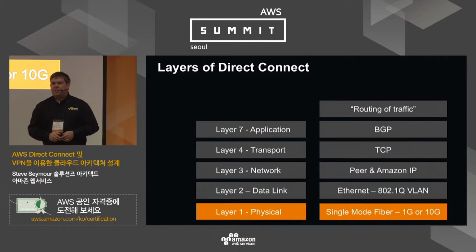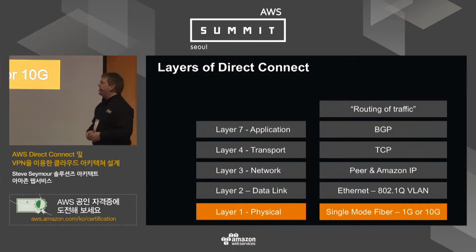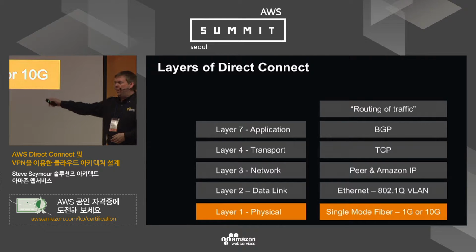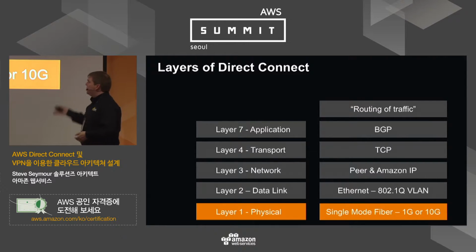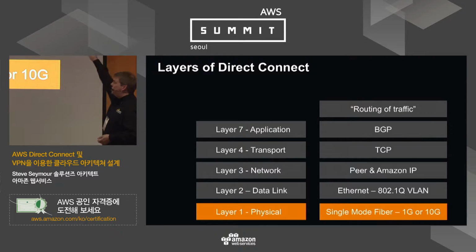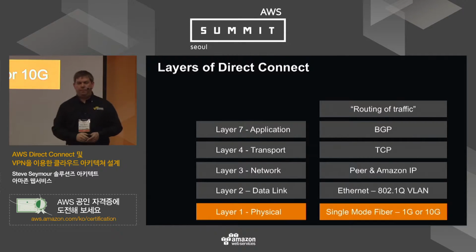Now, this may take you back to school, perhaps some early study, but this is the OSI model. On the left-hand side, we have the layers. On the right-hand side, we have what is it really? So layer 1, the physical connection. Well, it's a single-mode piece of fiber. Layer 2, it's VLANs. That's what we care about in terms of Direct Connect. And you can see the other layers here. We build our way up to the ability to route traffic at the top.